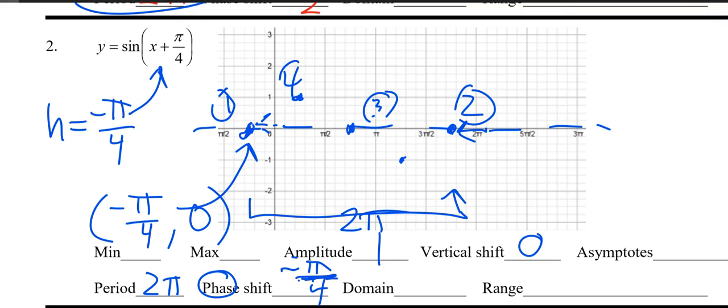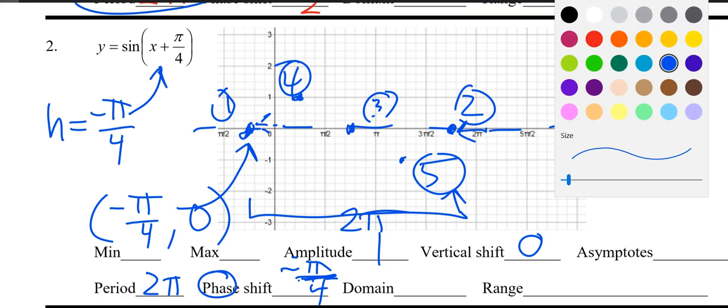Yes. I hope so. Okay. I really do. All right, now, let's finish graphing this thing so we can move to the next question.